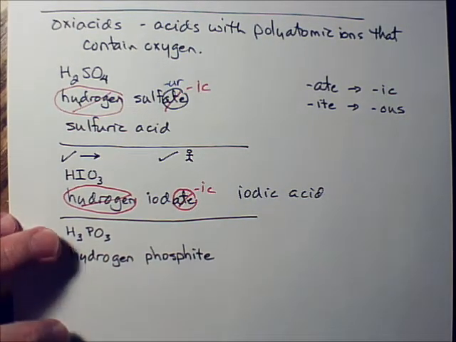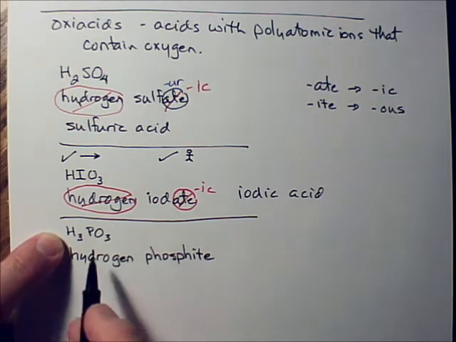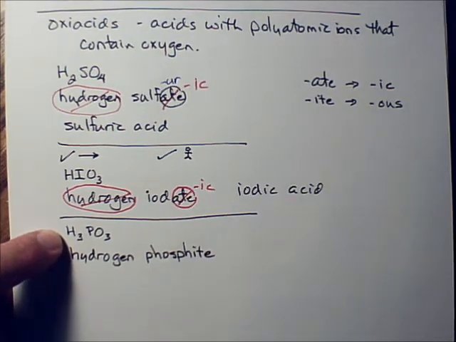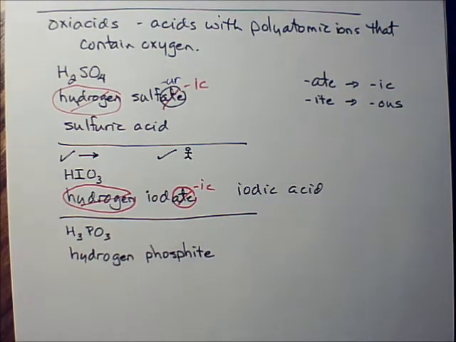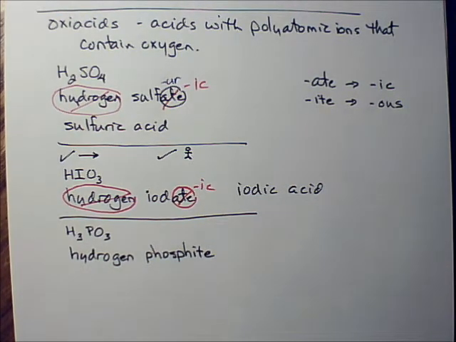When we were naming ionic compounds, what we said was anytime you have more than 2 elements, you want to go look for a polyatomic ion. Anytime you have more than 2 elements in a formula, you're going to look for a polyatomic ion. It's kind of like a scavenger hunt. You've got to go look for it.